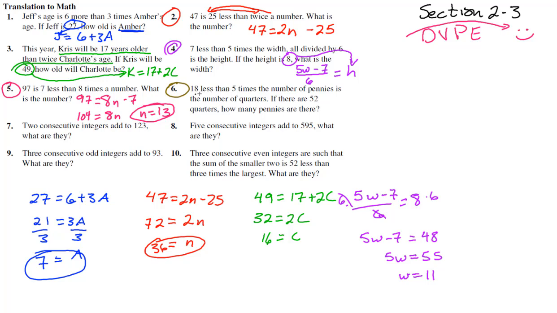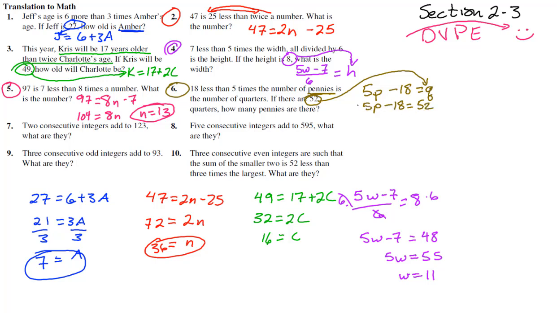18 less than 5 times the number of pennies. So call this guy P. So we get 18 less than 5 times the number of pennies is the number of quarters. If there are 52 quarters, so 52 is going to come right up there for quarters, how many pennies are there? So 5p minus 18 equals 52.